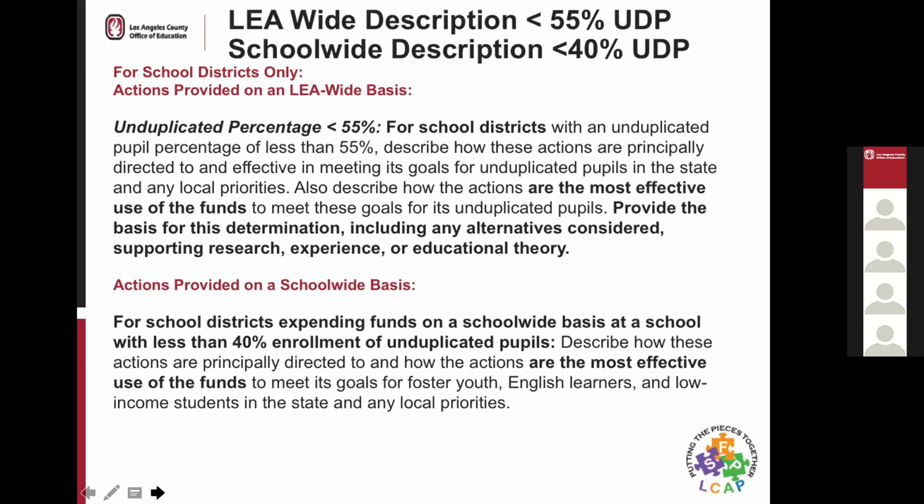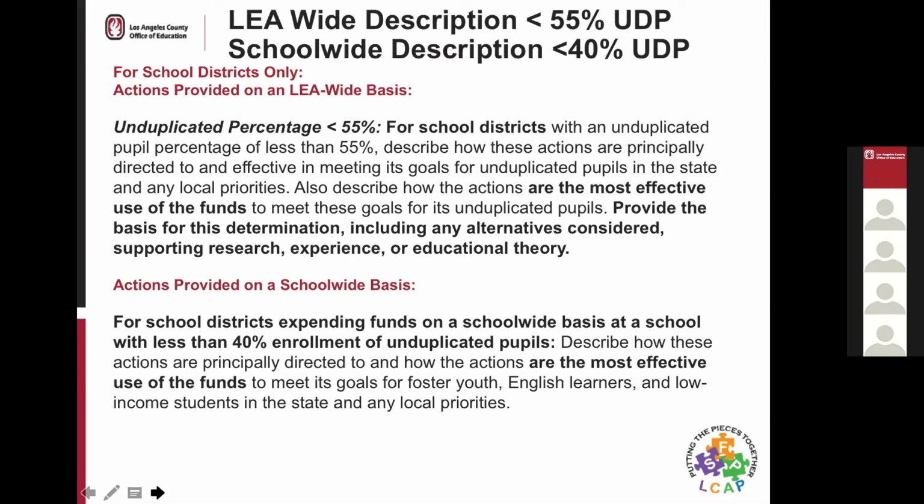In the instructions, I wanted to bring to your attention that they continue to also address enrollment at LEAs where there is less than 55% unduplicated pupils. So in the case that an LEA was including an LEA-wide action and they had less than 55% unduplicated pupils, the instructions indicate that the response must also describe how the actions are the most effective use of the increased funding to meet the goals for unduplicated pupils. And this response must include how the LEA determined the actions are most effective. And it indicates this could be done by including alternatives considered, supporting research, or educational theory.